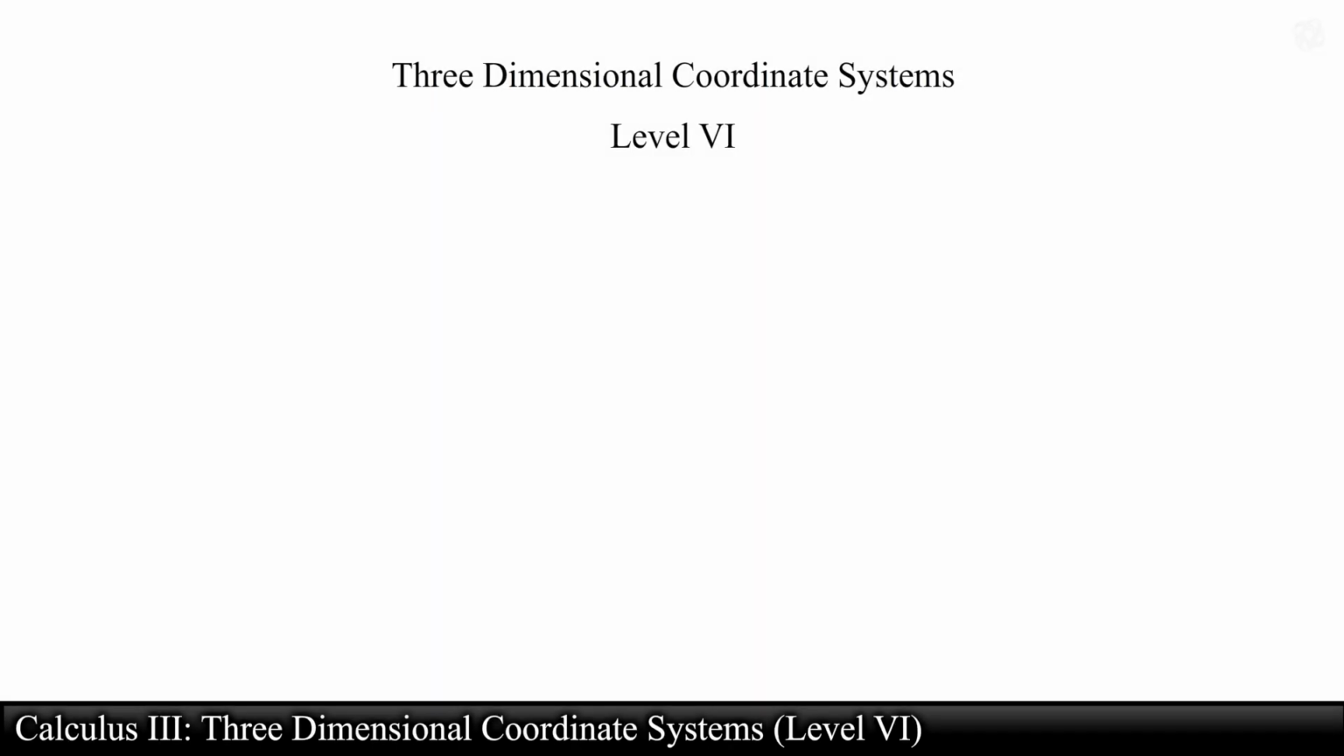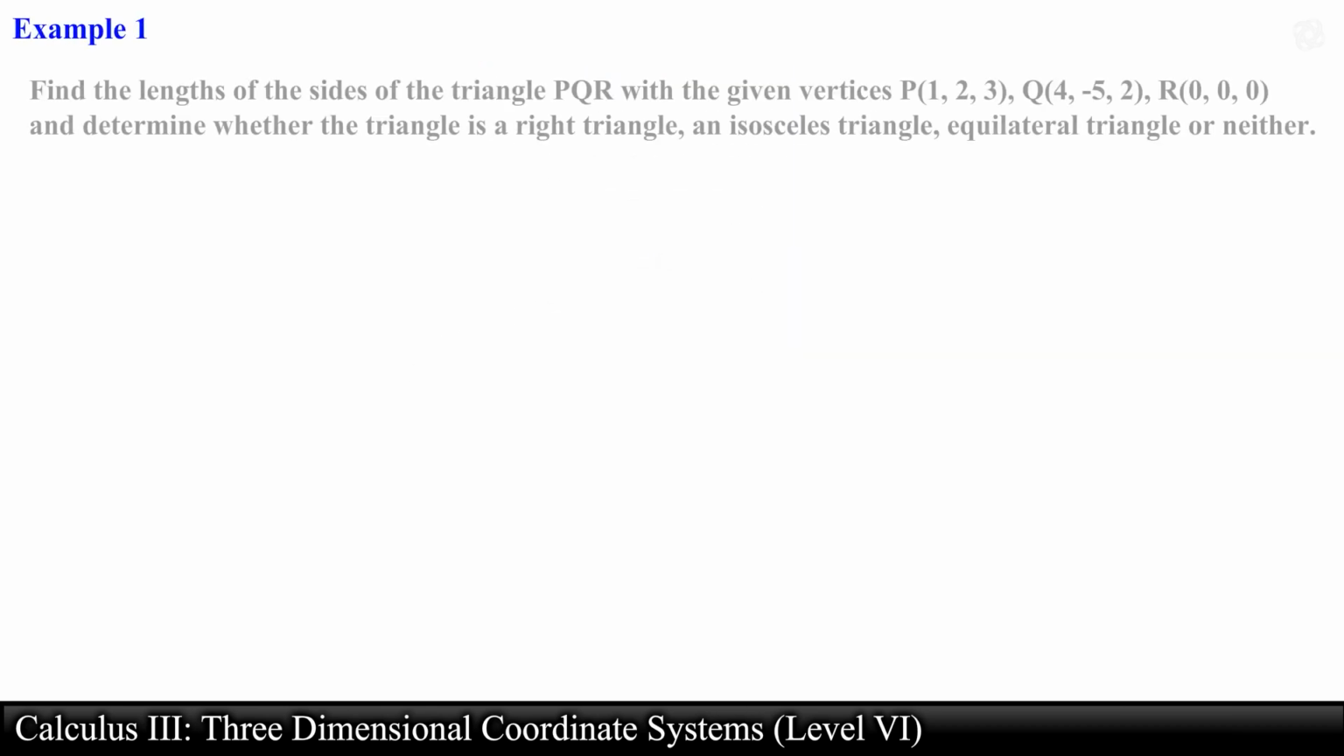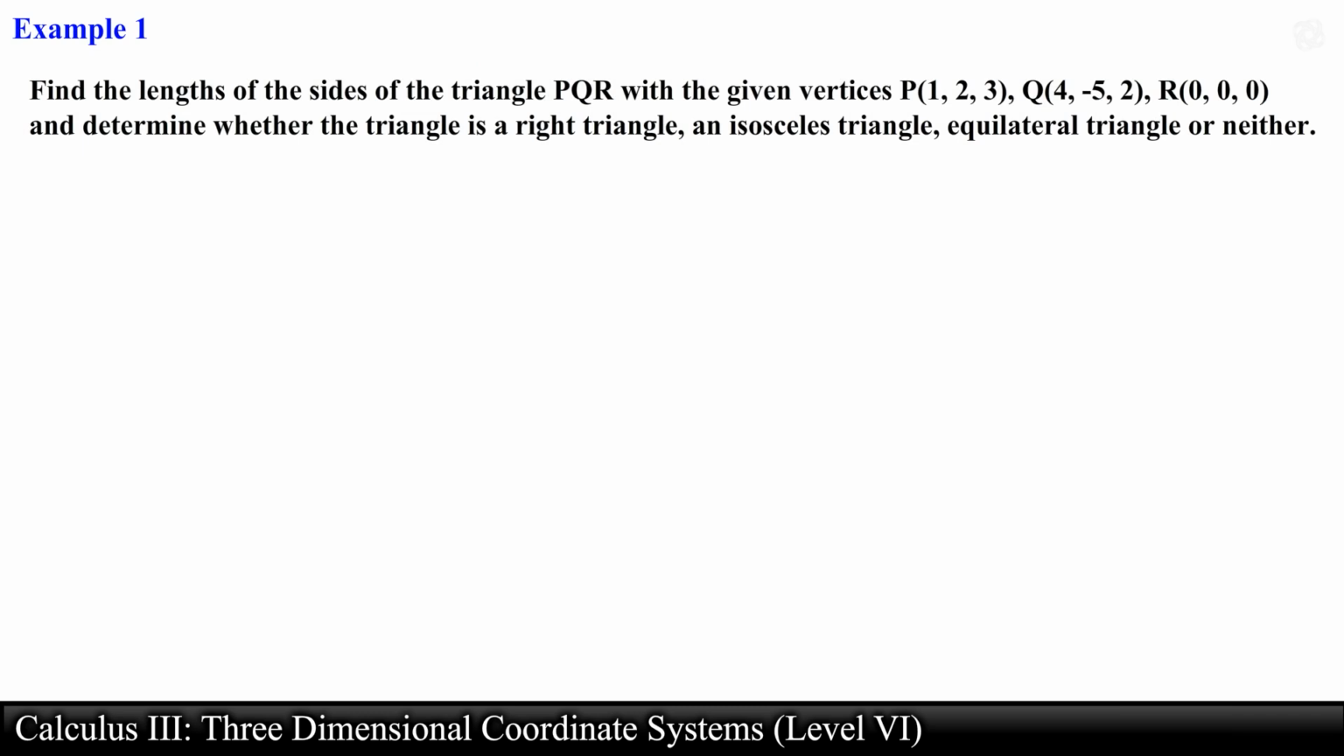3-dimensional coordinate systems, level 6. In this video, we're going to go over 3 slightly more complicated problems that require the use of the distance formula in 3 dimensions. Let's try the first example. Find the lengths of the sides of the triangle PQR with the given vertices, and determine whether the triangle is a right triangle, an isosceles triangle, an equilateral triangle, or neither. How do we determine what type of triangle these 3 points form?